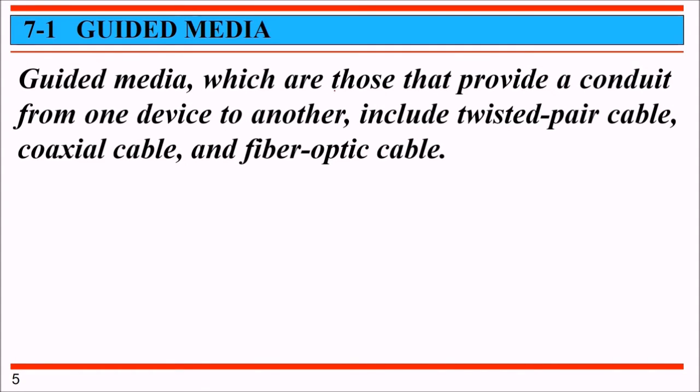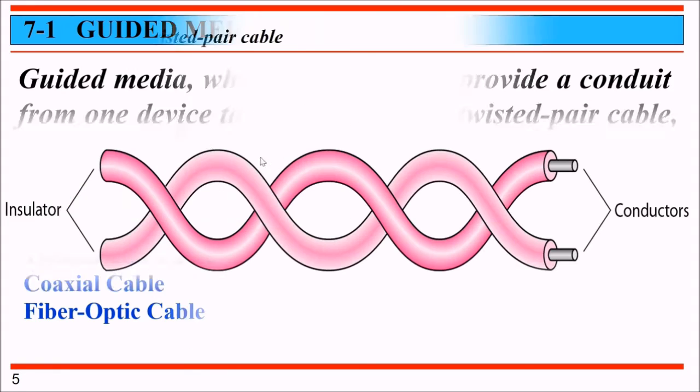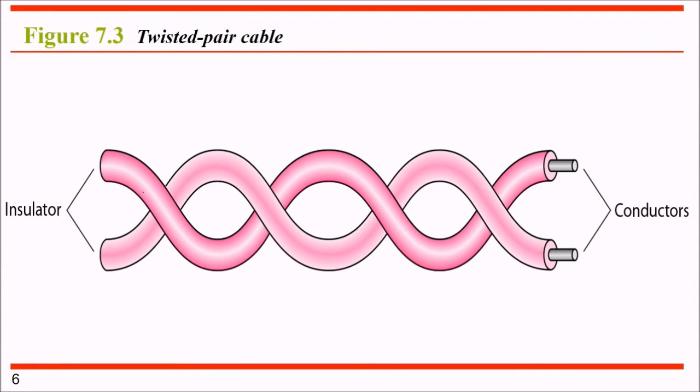So let us start with the guided media. Guided media are those that provide a conduit, meaning a proper connection from one device to another, including the twisted pair cable, coaxial cable, and fiber optic cable. We'll talk about all these three. This is a twisted pair cable. See, these cables are twisted or intermingled. These are the insulators. Inside this we have conductors, which transfer your signal from one point to another.